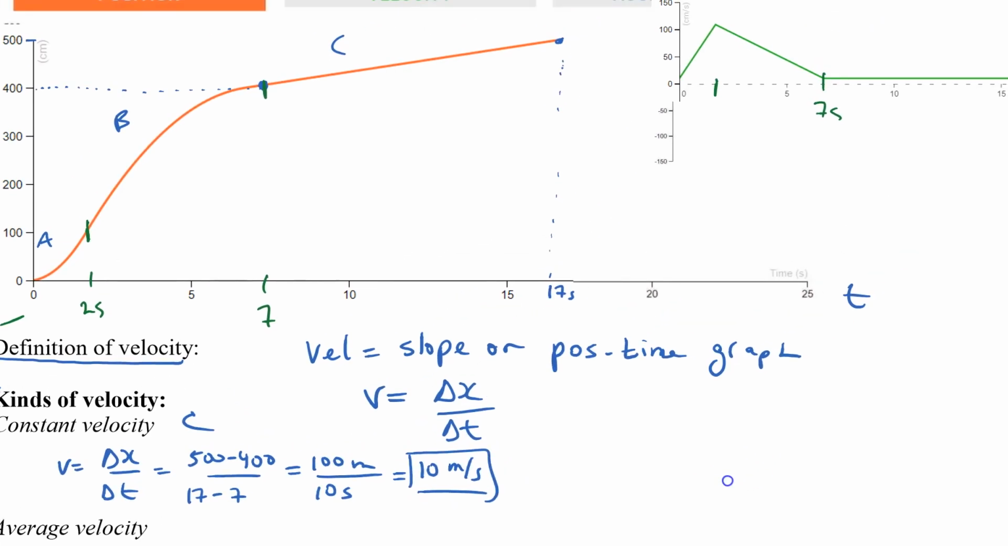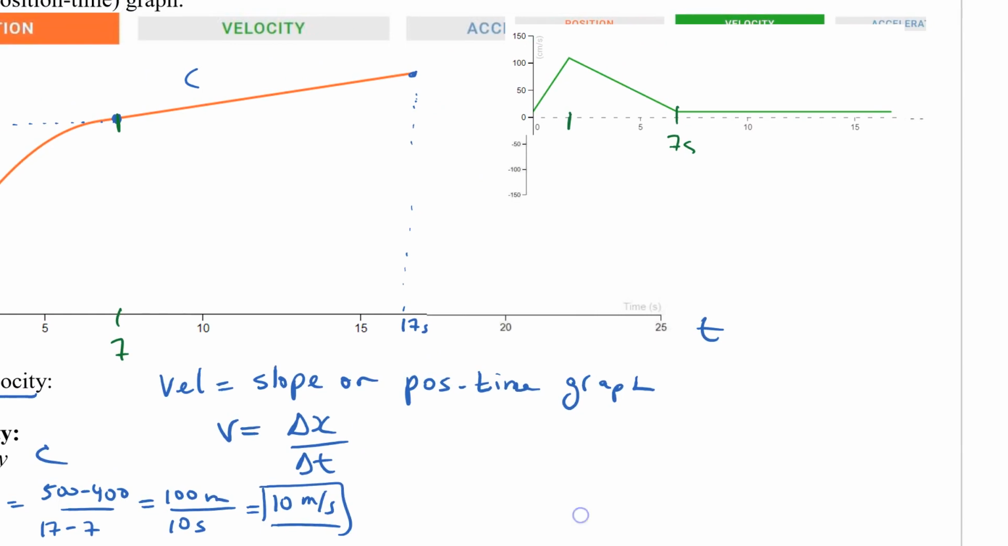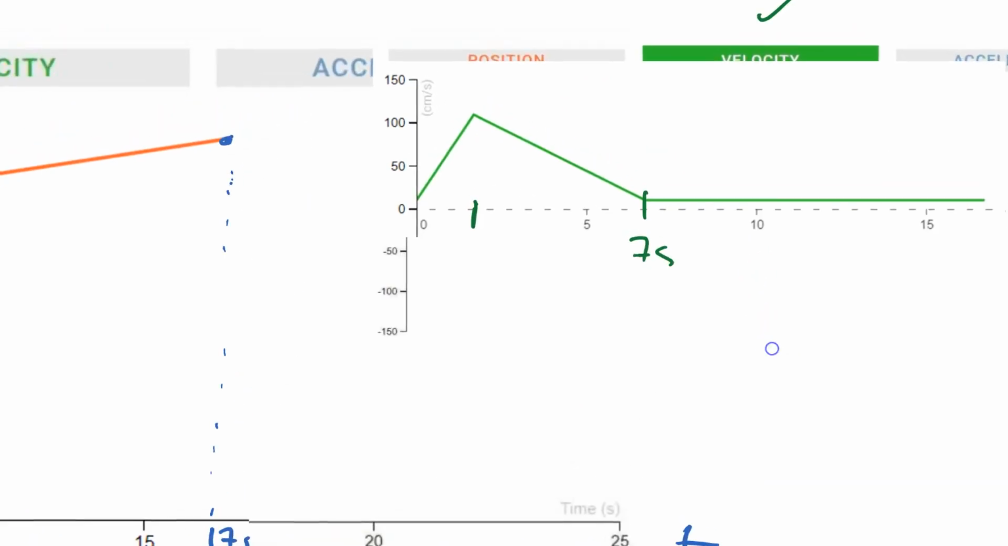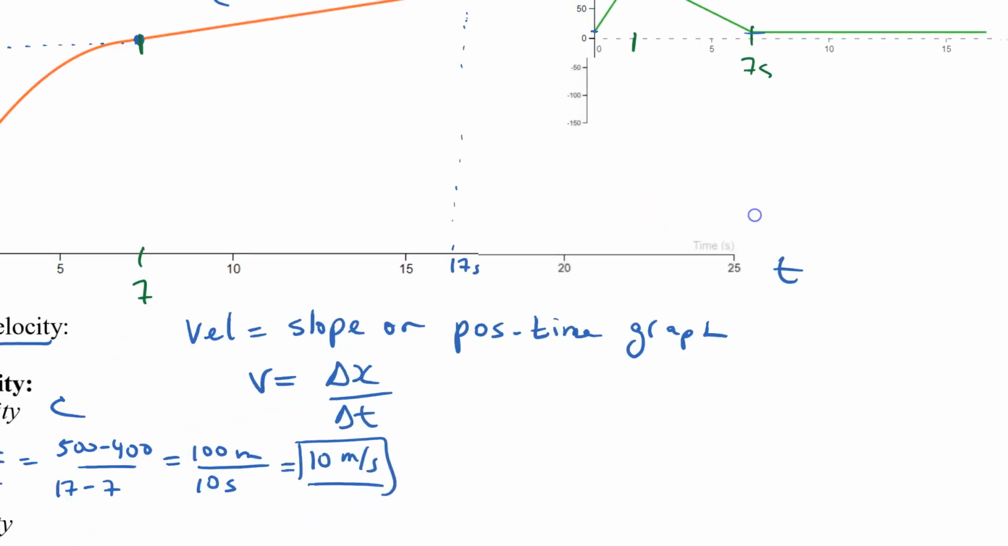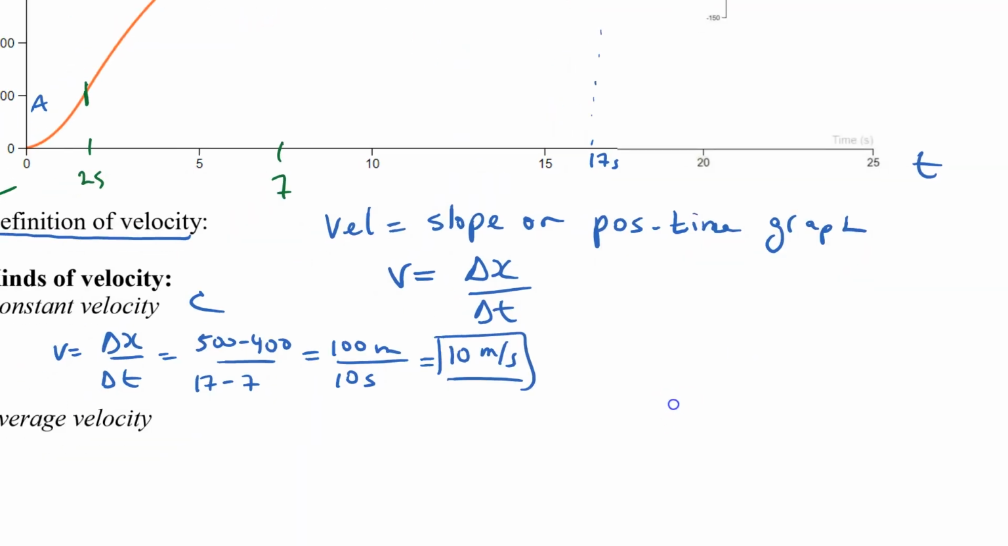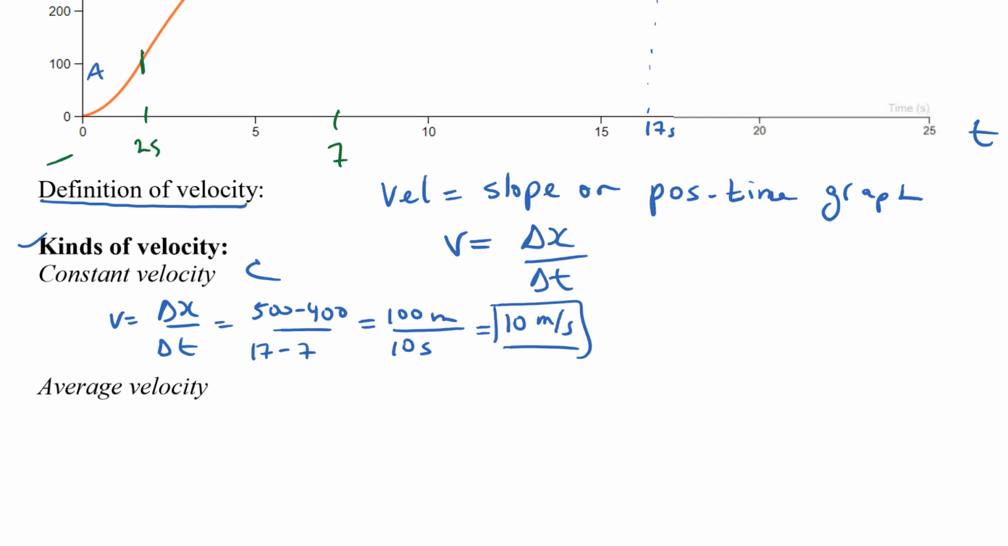Let's go check out over here if that was pretty much what our velocity time graph said. So constant velocity, so this is about 10. Yeah, it seems to be about right. So during the first part, we used our v equals delta x over delta t for constant velocity, and we figured out that it was 10 meters per second.